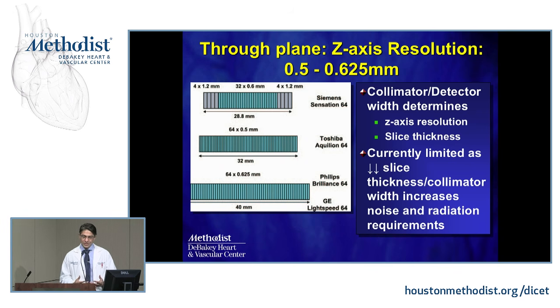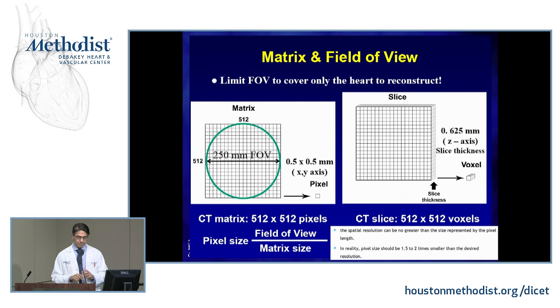There is a restriction to how thin you can make these collimators in the Z-axis. Noise and radiation go up tremendously. But this field is very young and very rapidly growing. I'll show you a slide here in a second.